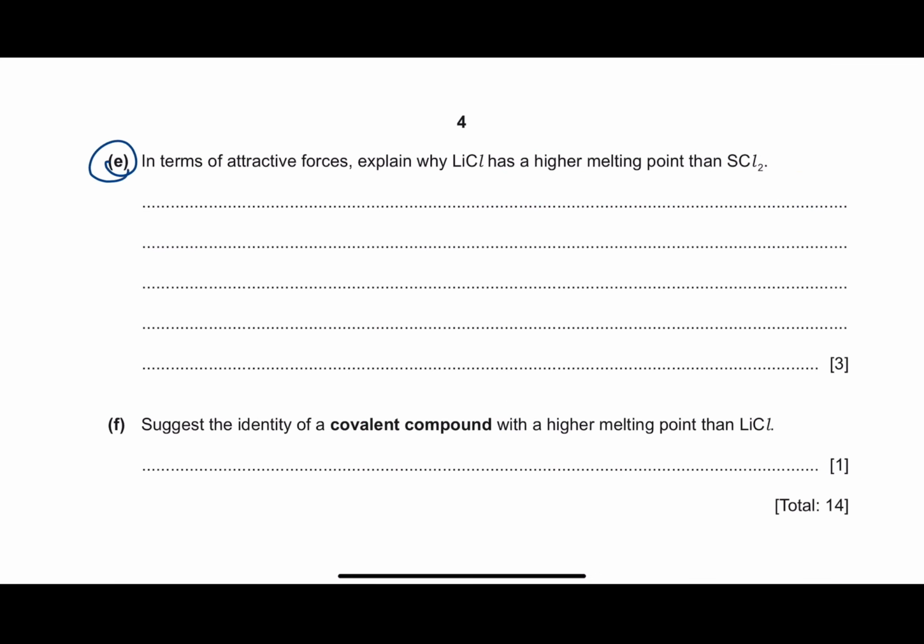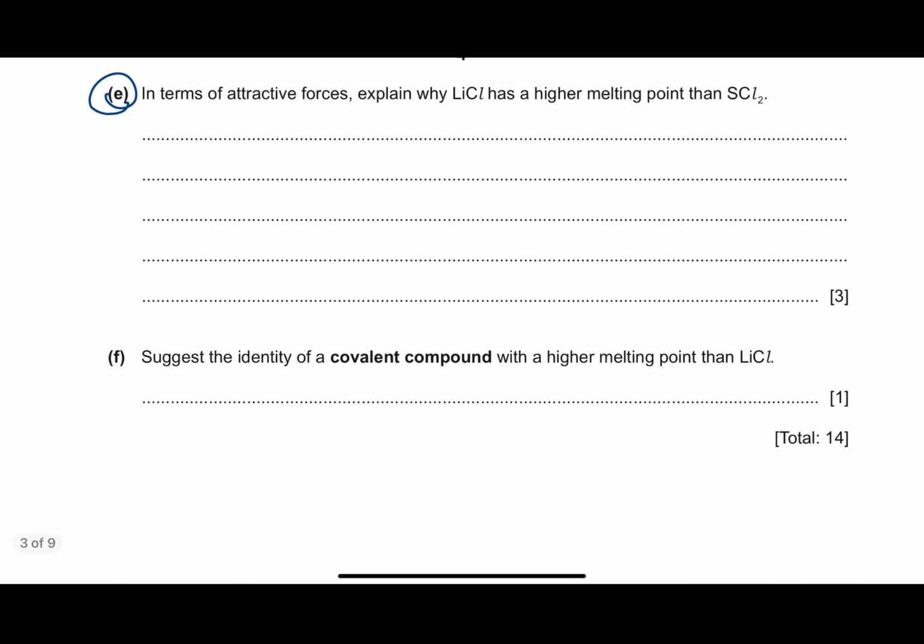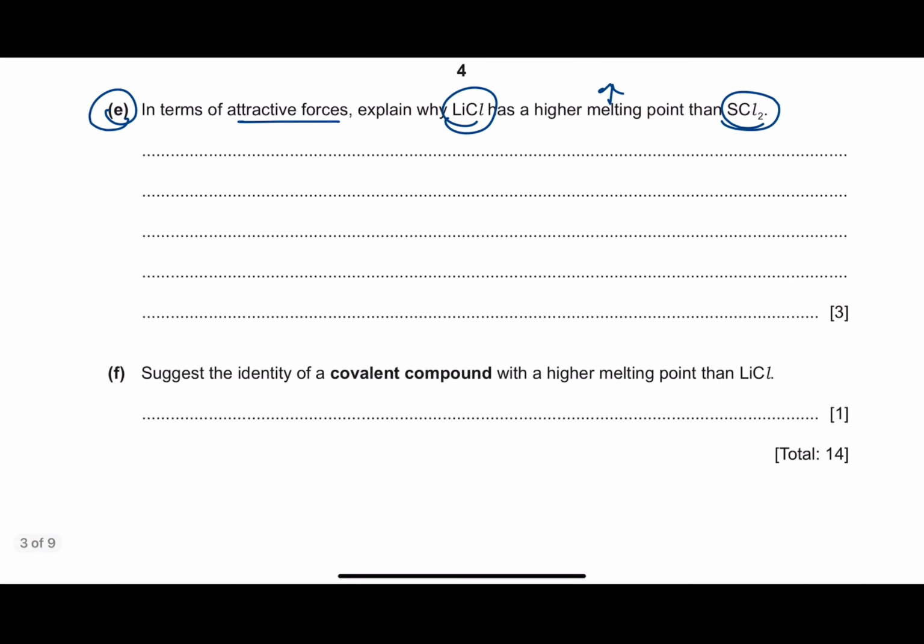Now question E is a continuation of the same question. In terms of attractive forces, explain why lithium chloride has higher melting point than sulfur chloride. Now lithium chloride is an ionic compound and sulfur chloride is a covalent compound. Ionic compound is between metal and non-metal, and covalent compound is between non-metal and non-metal.